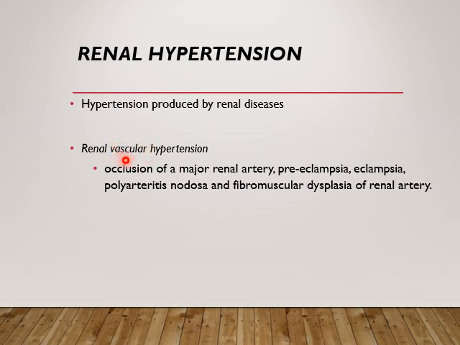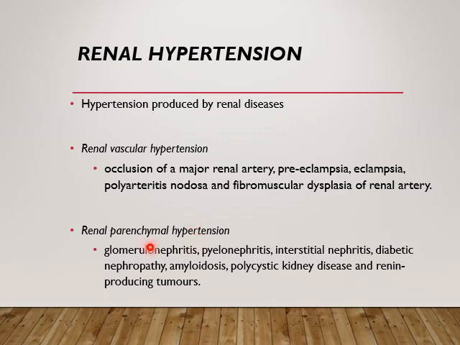This is called renal vascular hypertension because there is an abnormality or defect in the renal blood vessels that leads to elevation of the blood pressure, that is hypertension. The most common causes are renal artery stenosis, preeclampsia, eclampsia, polyarteritis nodosa, and fibromuscular dysplasia of the renal artery. This is a heterogeneous entity which will be explained in the slides dealing with renal artery stenosis. Fibromuscular dysplasia is also one of the causes of renal artery stenosis causing elevation in blood pressure.